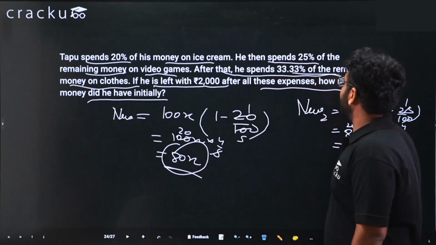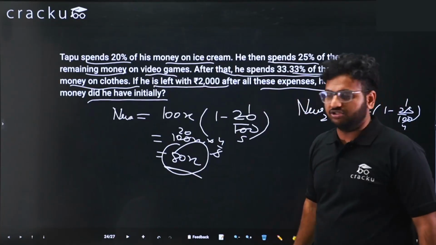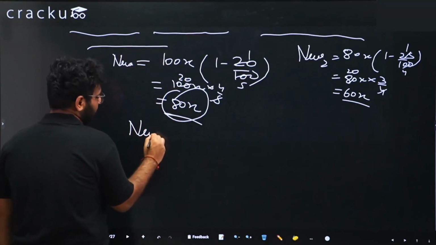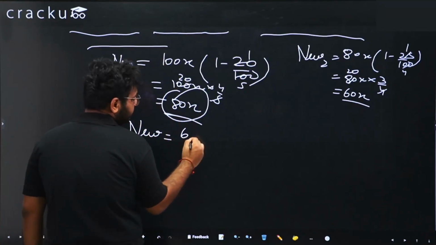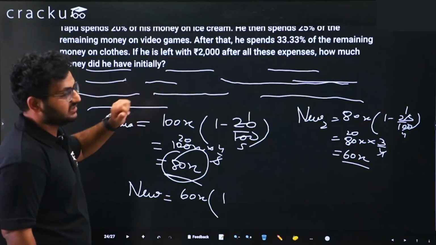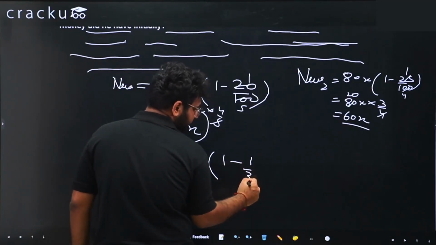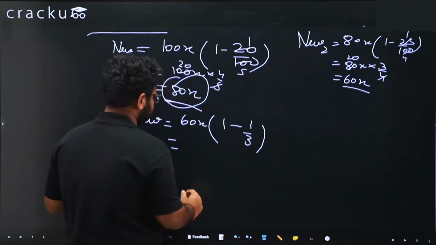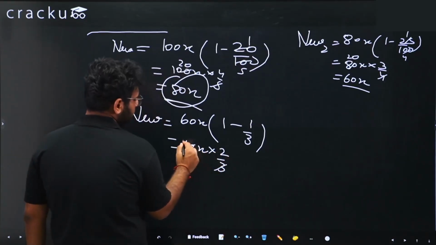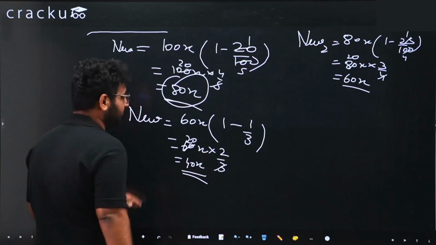Now he spends 33% of the remaining, so remaining is 60x, on clothes. So now the remaining will be 60x into 1 minus 33%, which is equal to what? 1 minus 33.33% is 1 by 3. Wait, so this is 60x into 2 by 3, which is equal to 40x. So he is left with what? 40x.